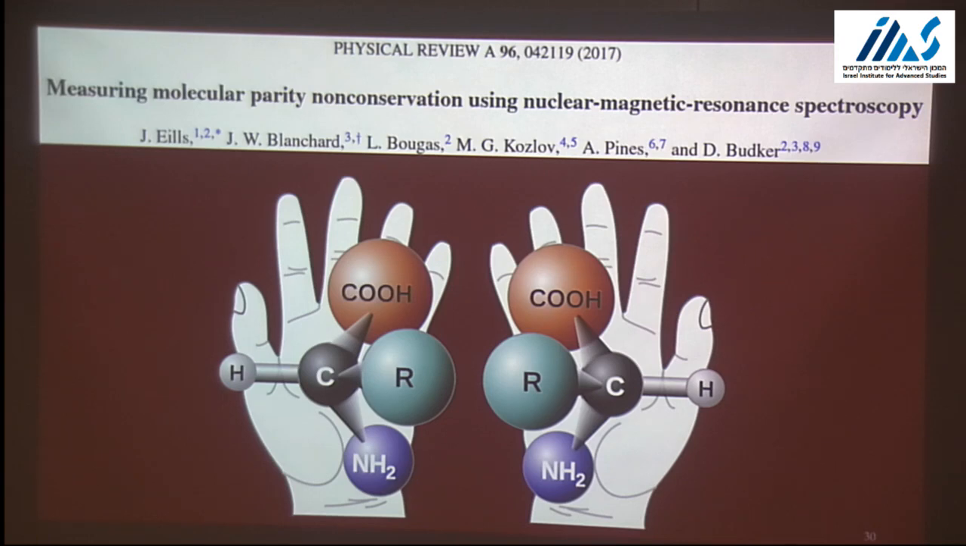Francium is the next heavier alkali atom, and in principle it's as good as cesium, with the effect further enhanced. But it's a radioactive atom, and so you have to do it at accelerators, and that has been a big impediment so far. But maybe francium.